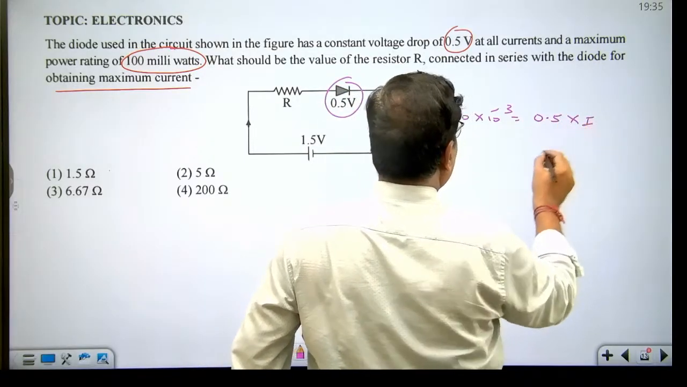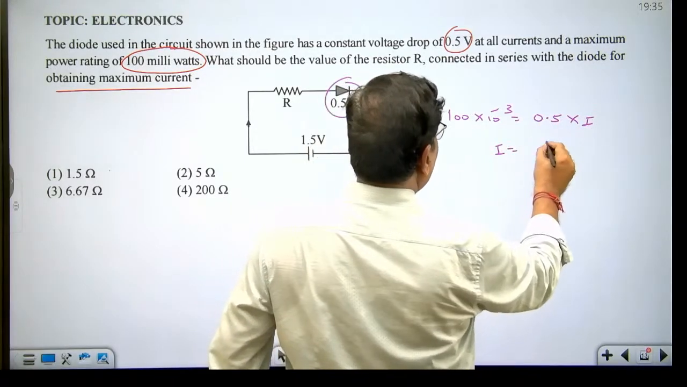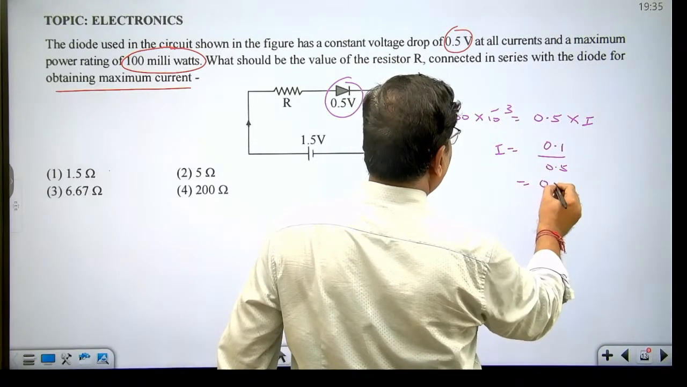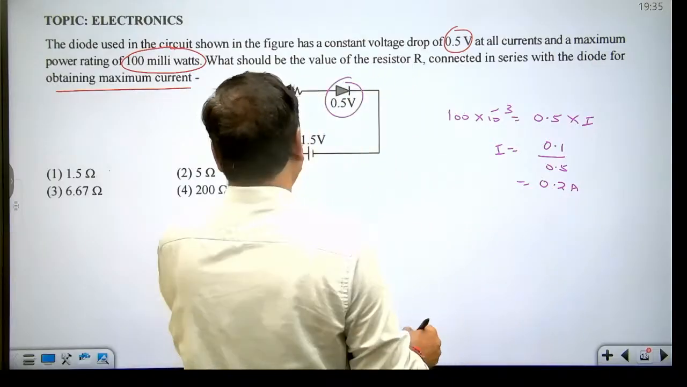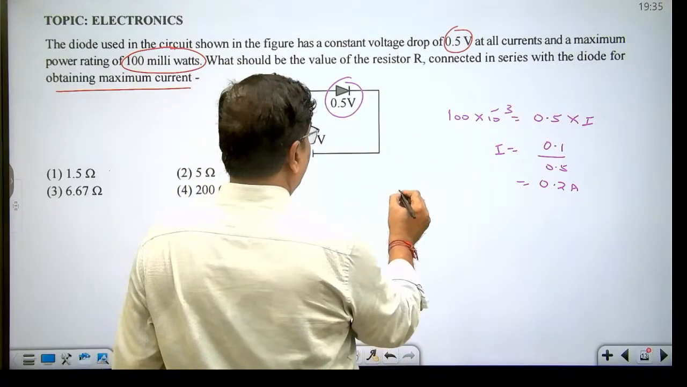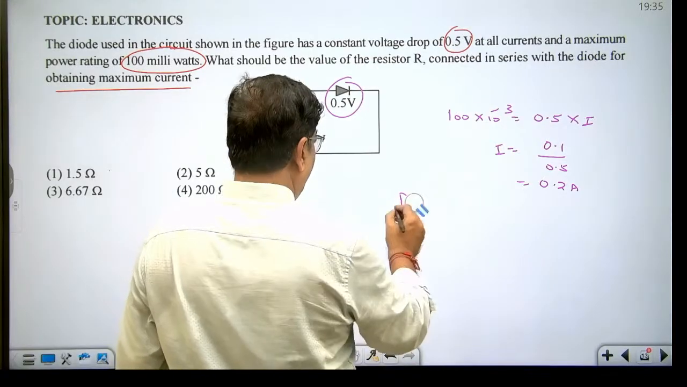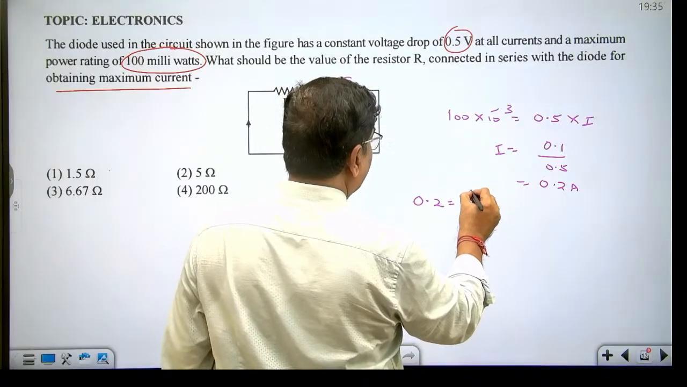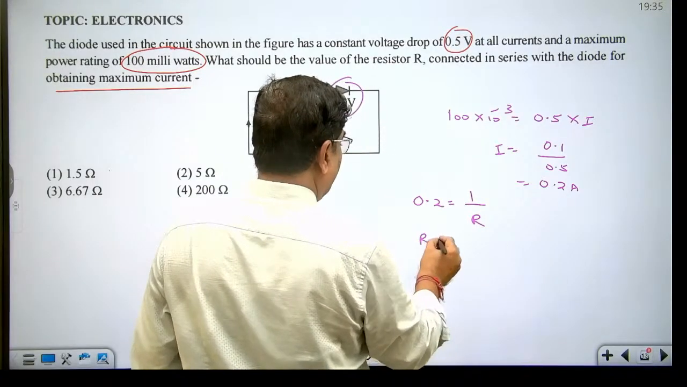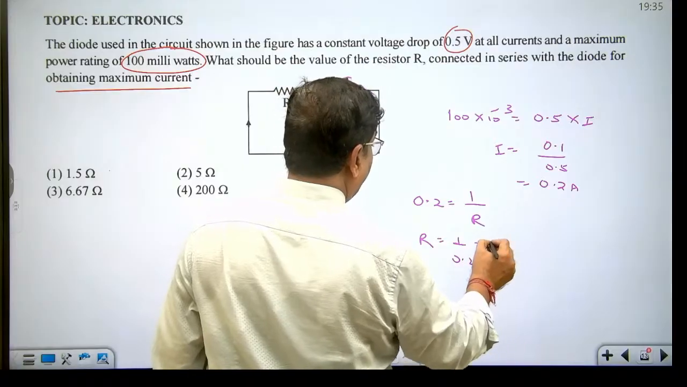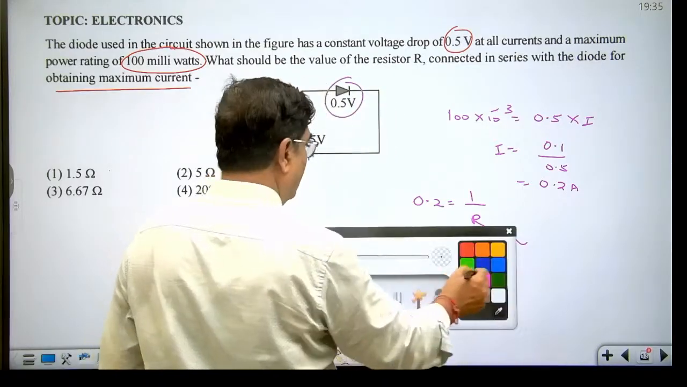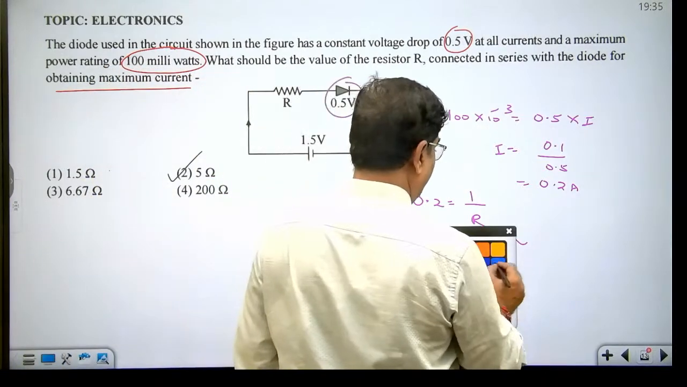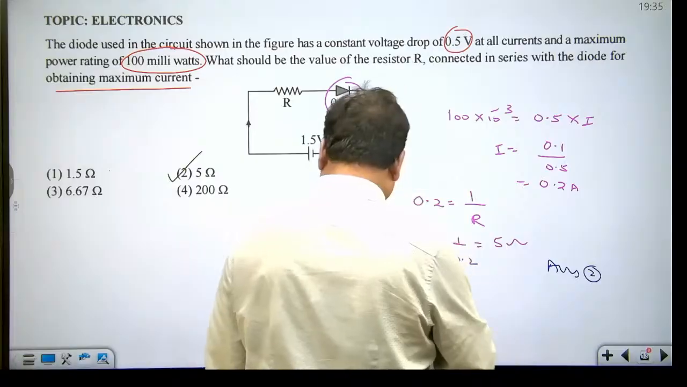V into I, this is the current. So this is 0.1 upon 0.5. This is 1 upon 5 means 0.2 ampere. Current should pass. Okay. For passing 0.2 ampere current, what is general equation? Current equal to net EMF, 1.5 minus 0.5 means 1, upon resistance. So R equal to 1 upon 0.2 means 10 upon 2. This is 5 ohm. So out of 4 choice, the correct answer is option 2. Option 2 is the correct answer.